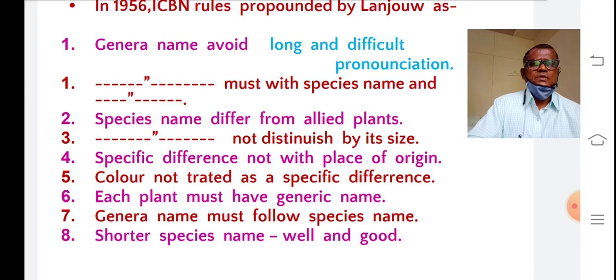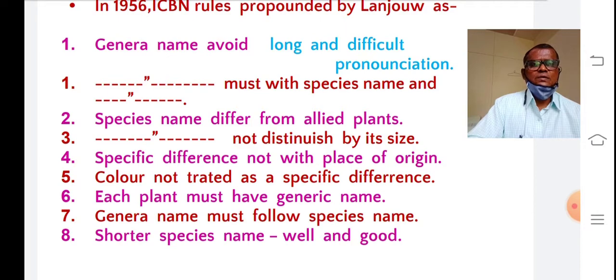The specific difference is also not about the place of origin. Suppose some plants originate without a specific area, but still some people give names like this. Suppose one plant is found in a local area, but if it is new, we should give the name. As per this, these are called endemic plants, found only in such an area. So area is not considered.